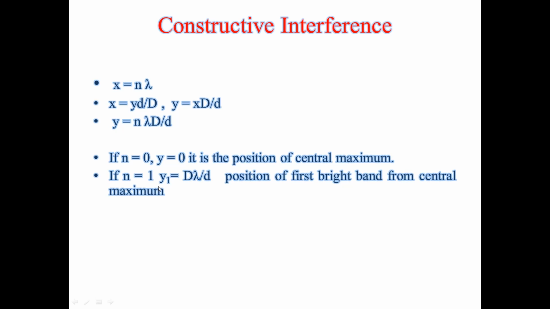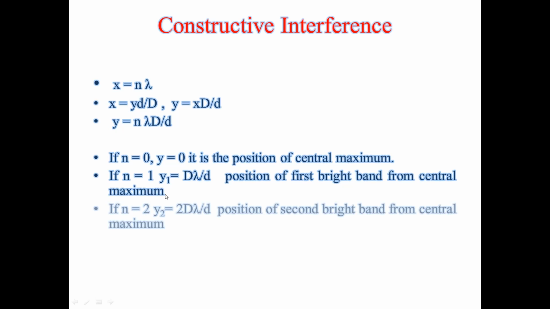If n is equal to 1, y1 is equal to D lambda by small d, position of first bright band from the central maximum. For n equals 2, y2 is equal to 2D lambda by small d, position of second bright band. Therefore, for the nth bright band, yn is equal to n D lambda by small d. Thus, we get the positions of maximum intensity.